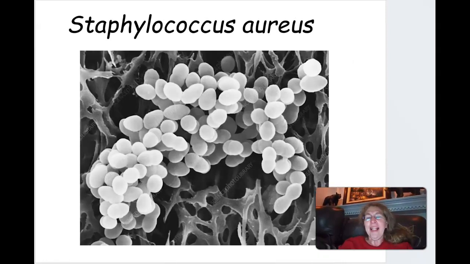And then here's a scanning electron microscope, or SEM, micrograph of Staphylococcus aureus. Staphylococcus aureus is what's considered a cocci. It's a little round ball, and they tend to grow in grape-like clumps. And this is what's on your skin. It's part of being human. Everyone has Staphylococcus aureus on their skin.